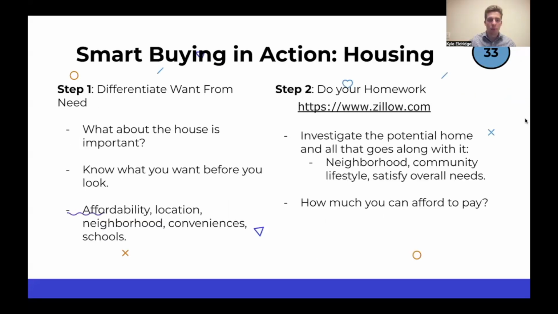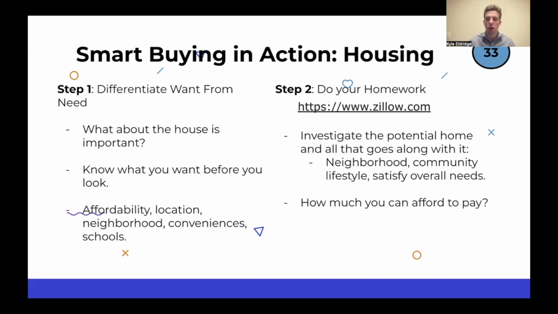My name's Kyle, and I'll be going over smart buying in action for housing and the advantages of buying versus renting. Step one is to differentiate your wants from needs. You need to know what about the house is so important. You also need to identify what you want before you even look, which could be affordability, location, neighborhood, conveniences, and schools. Step two is to do your own homework.